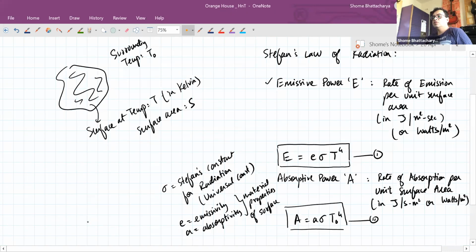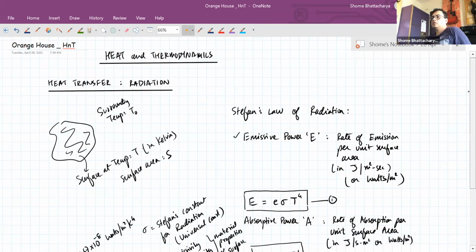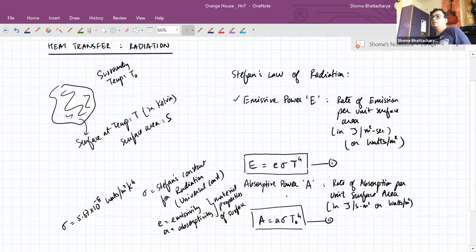So this universal constant sigma is approximately equal to 5.67 into 10 raised to the power minus 8 watts per meter square Kelvin to the power 4. You don't need to memorize this value, but it will be given to you in a question paper when you're solving NEET or boards paper, whatever be the case. So this is about the individual rate of emission and the individual rate of absorption.